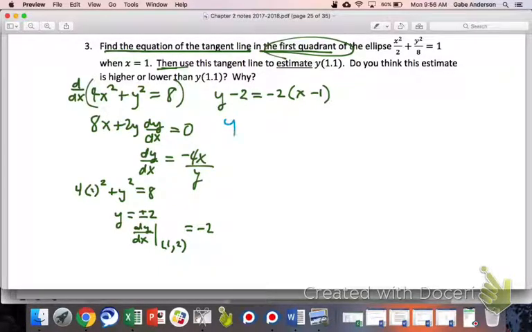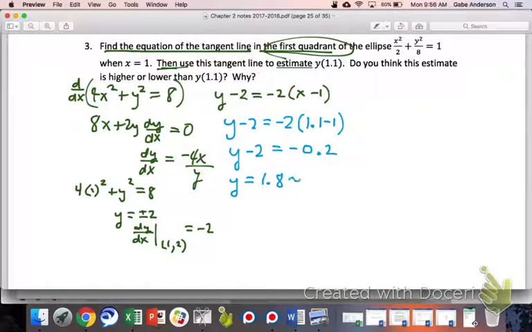I would write y minus 2 equals -2 times 1.1 minus 1. I'm just taking 1.1 and plugging it in for the input of the line because I'm going to use the line to estimate the curve. Of course, 1.1 minus 1 is 0.1, times -2 is -0.2. So y minus 2 equals -0.2. I would add 2 to both sides and I would get positive 1.8. That would approximately equal the y of 1.1 that we see on the ellipse, 1.8.